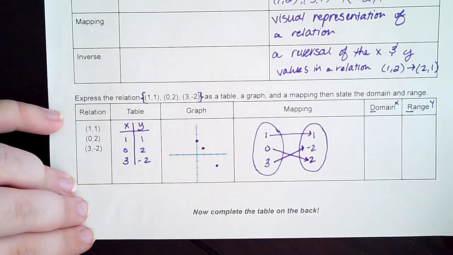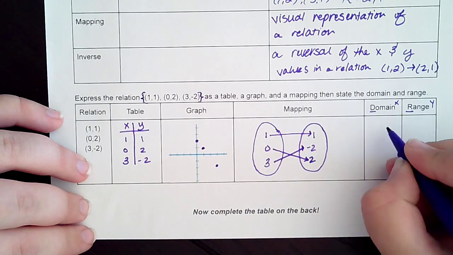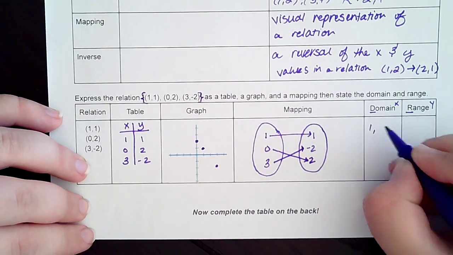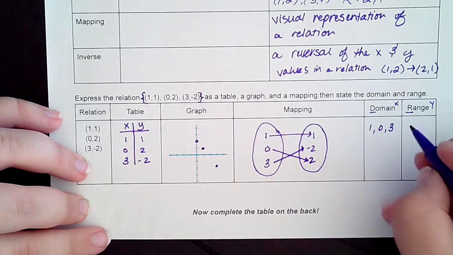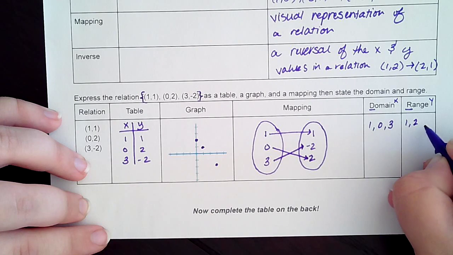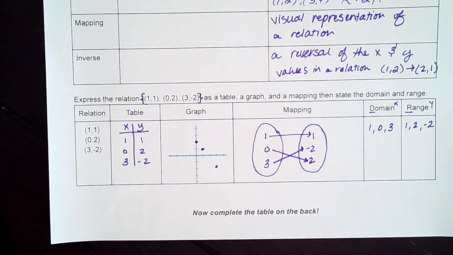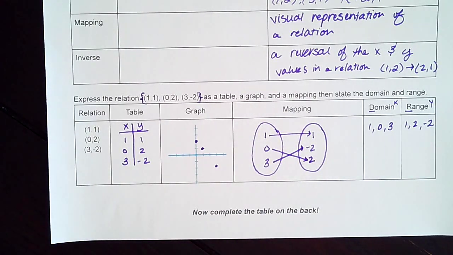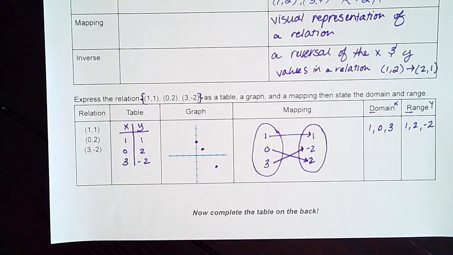Domain, your x values. That's all it is. Don't make it harder than it has to be. Your domain is going to be, and you can list these down or you can list them next to each other, so 1, 0, 3 are my x's. 1, 2, -2 are my y's, or my range. I can put them in order. I can put them out of order. It just depends on what the example asks for. In this case, it did not specify.